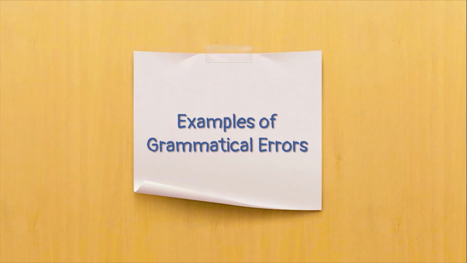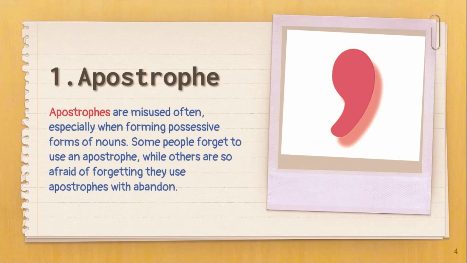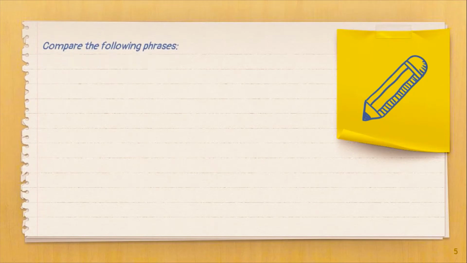So here are the examples of grammatical errors. We have 20 examples of grammatical errors. First one is the apostrophe. Apostrophes are misused often, especially when forming possessive forms of nouns. Some people forget to use an apostrophe, while others are so afraid of forgetting that they use apostrophes with abandon. Let's see, for example, compare the following phrases.